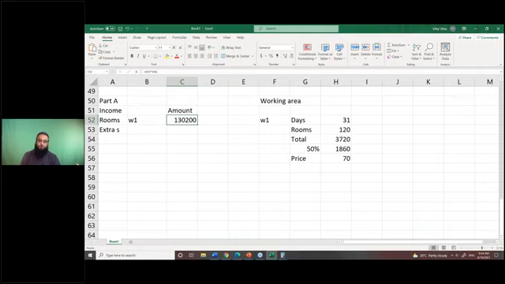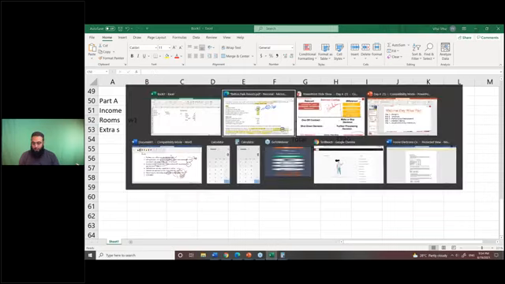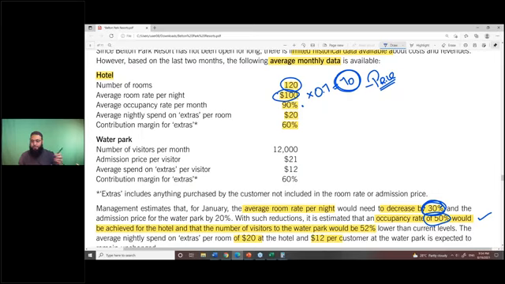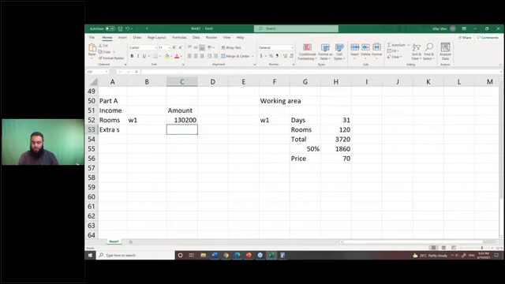Okay, clear? Right. Then the extras. So the question says that 60% is the contribution margin from extras and the rate of that remains at 20. So that is not an issue. You can easily work out. Obviously, you will multiply this as well with the number of rooms here, definitely. So it's simple. Let's work out this together without any issue.